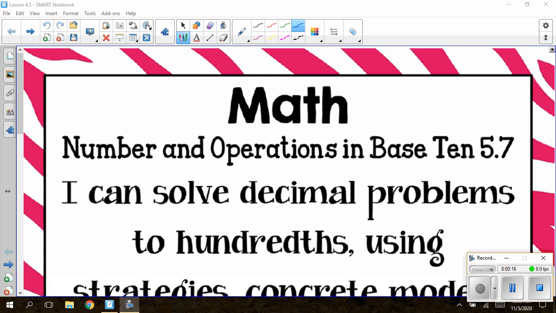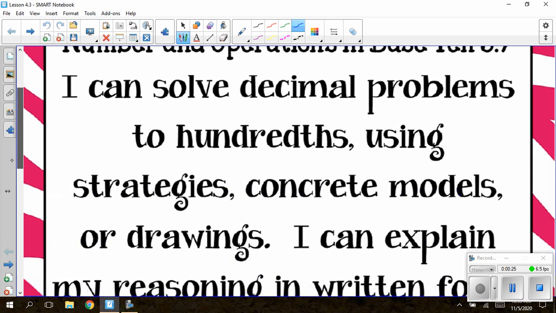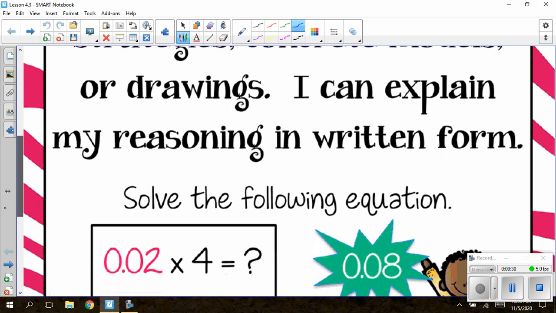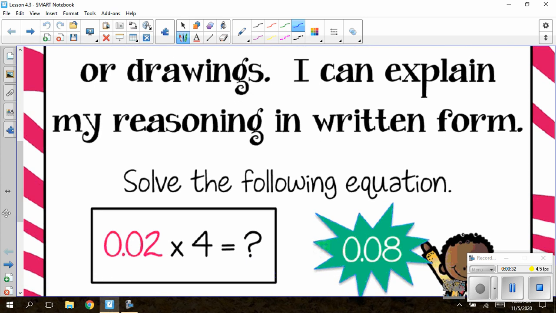The standard we are working on in this lesson is number and operations in base 10, 5.7. It says I can solve decimal problems to hundredths using strategies, concrete models, or drawings. I can explain my reasoning in written form.